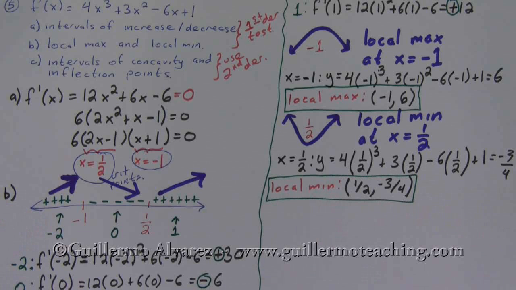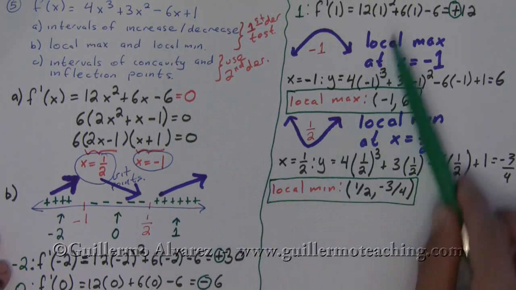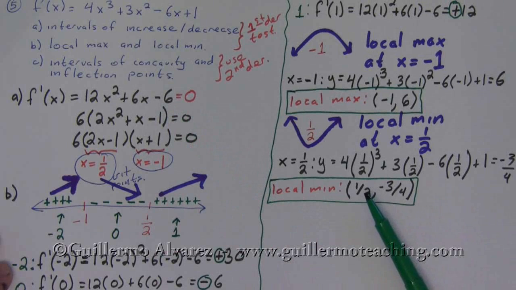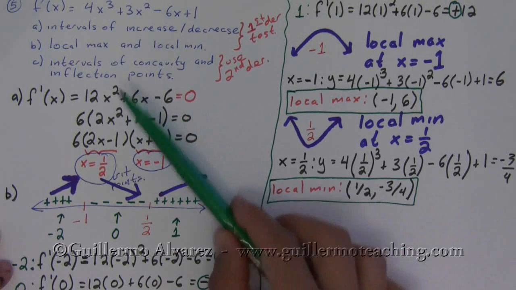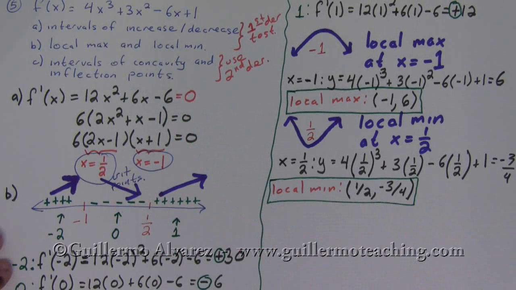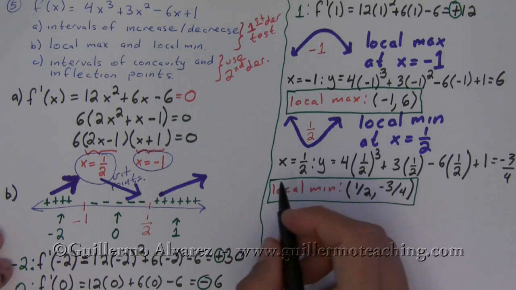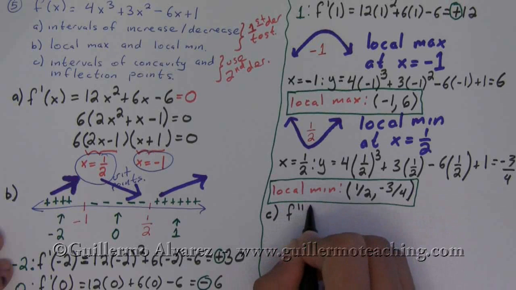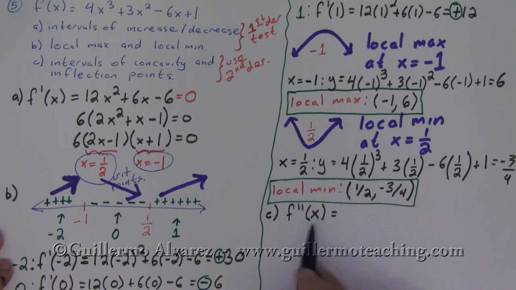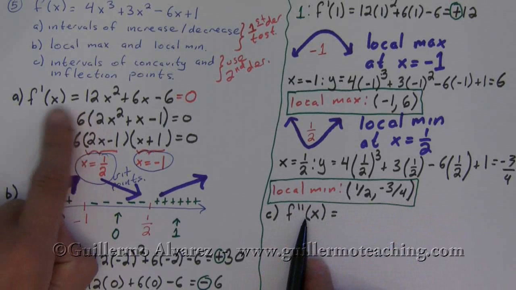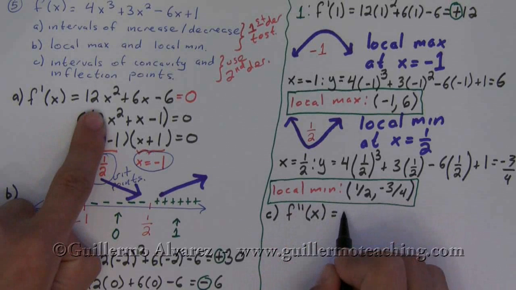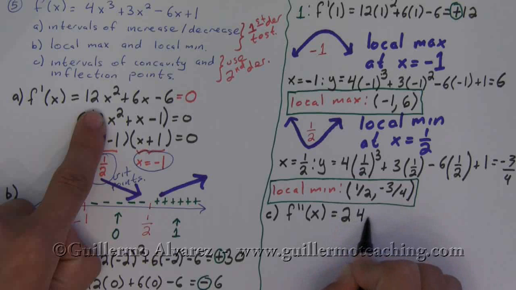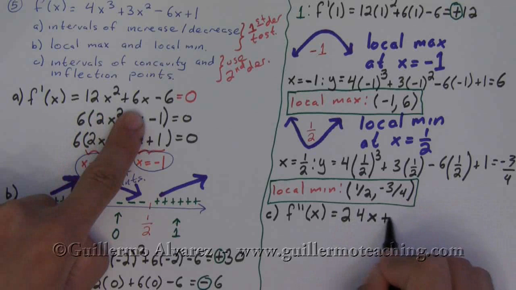Okay, and then to find the intervals of concavity and the inflection points, I basically do what I just did for the first derivative, except that I'm going to do it for the second derivative. So the first thing I need to do is find the second derivative. To find the second derivative, I just get the derivative of the first derivative, which is going to be 24x plus 6.